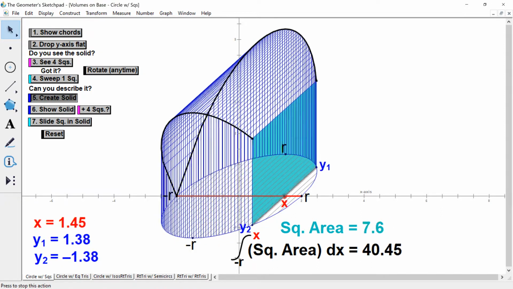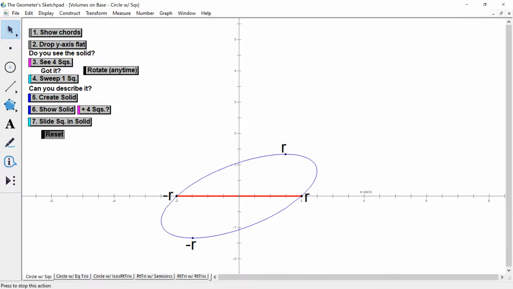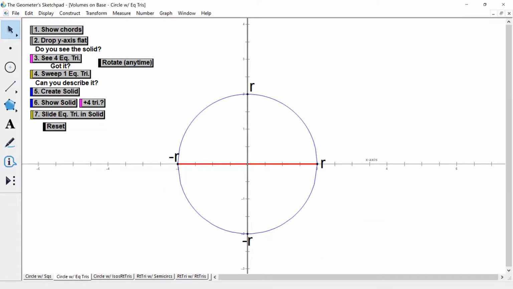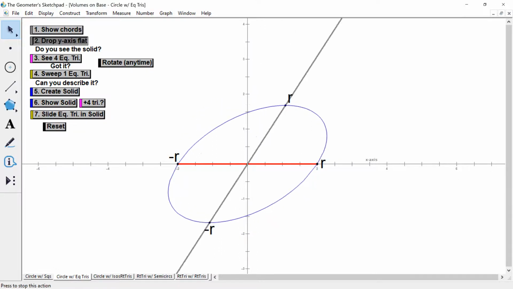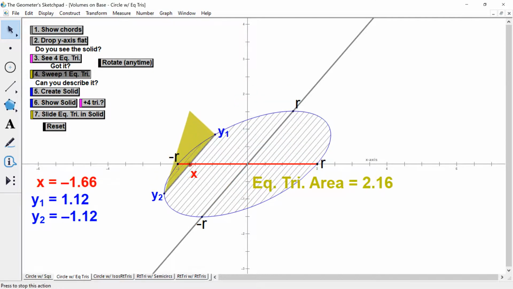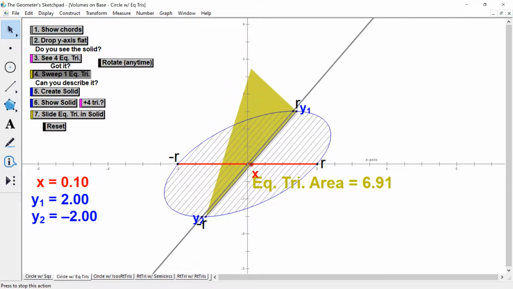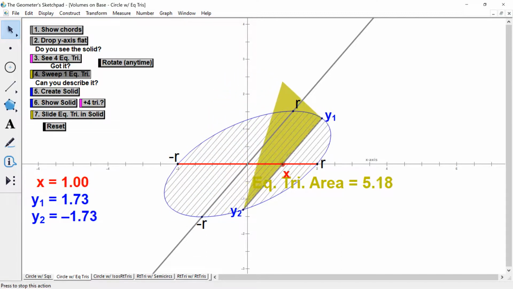Okay, so what can we change? Let's stay with the circular base, but let's stack equilateral triangles on top. Same idea, drop it to make it look 3D. There's where all the equilateral triangles are going to be. If I show you what 4 of them look like, they look like that. Small one out on the end, biggest one in the middle, and then sweep it, and you get something like that. Same question as before. Can you visualize what the three-dimensional figure looks like?